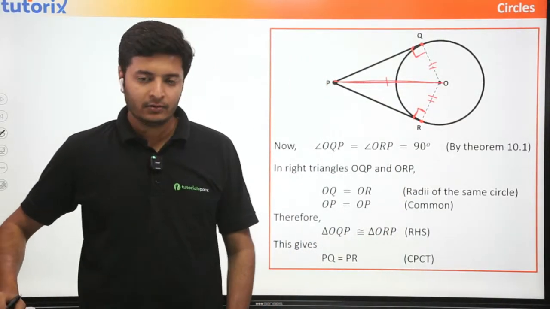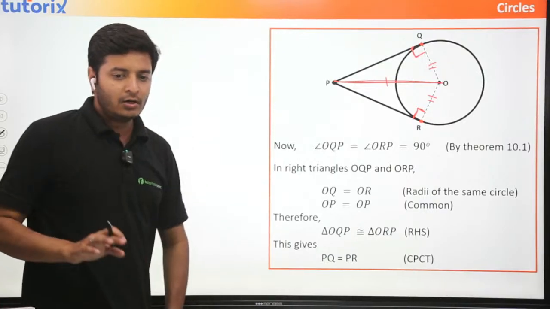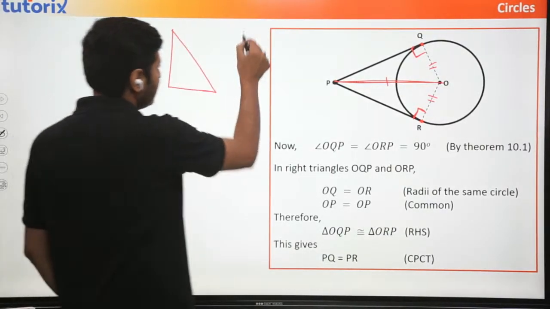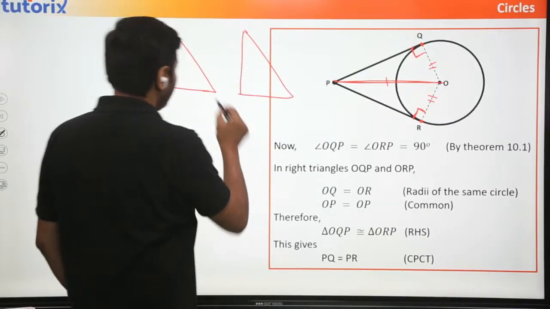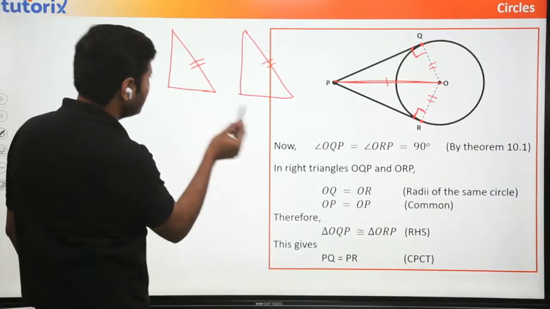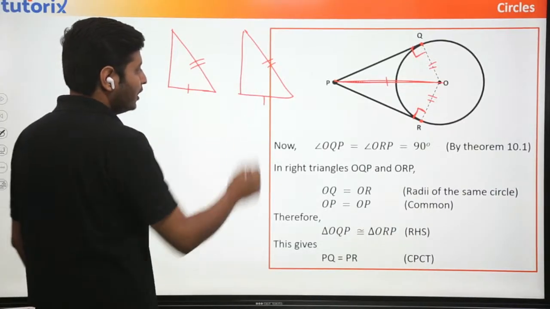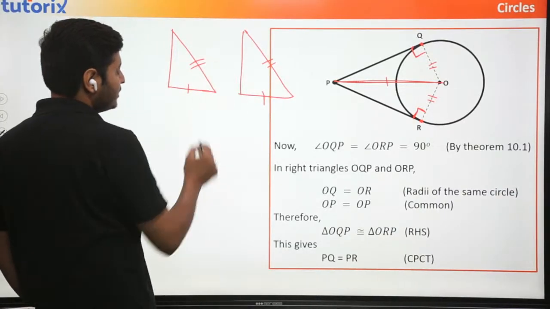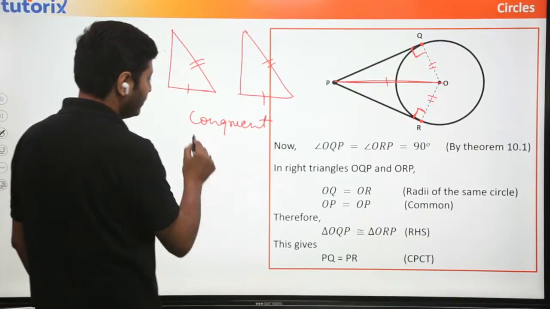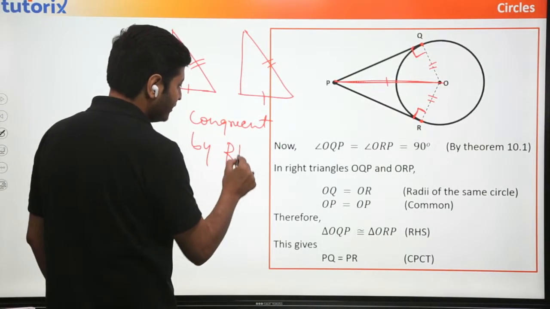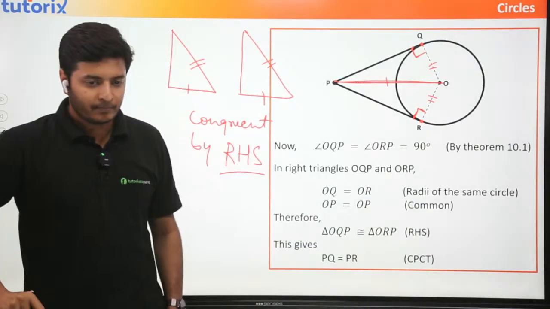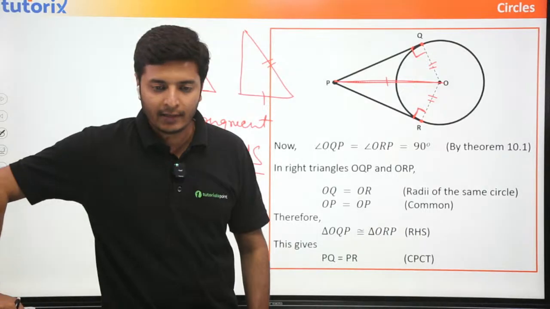Length is equal only. According to the concept of RHS, if two right triangles are given and the hypotenuse of these two right triangles and any one of the corresponding sides are equal, then these two triangles are congruent by RHS, the right angle hypotenuse side criteria.